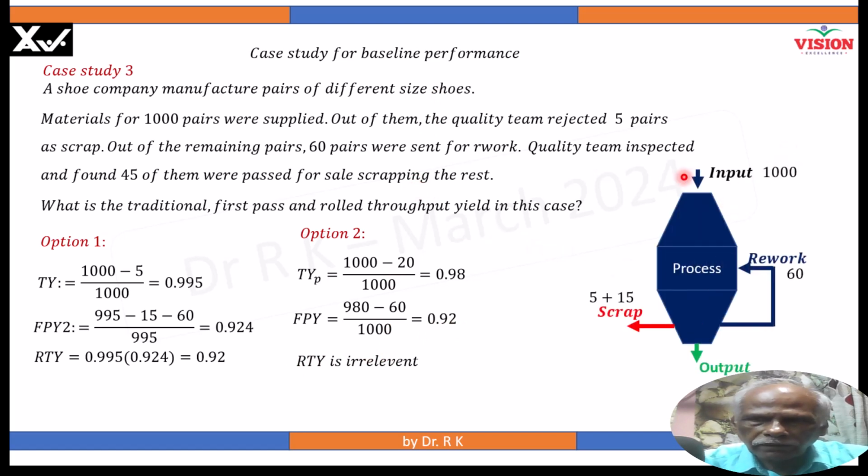See here, 1000 were sent, 5 were scrapped, 60 were reworked, and here 15 were scrapped. Therefore, the remaining is 1000 minus 20, which is 980, the output. So 980 minus 60 divided by 1000 is the first pass yield.